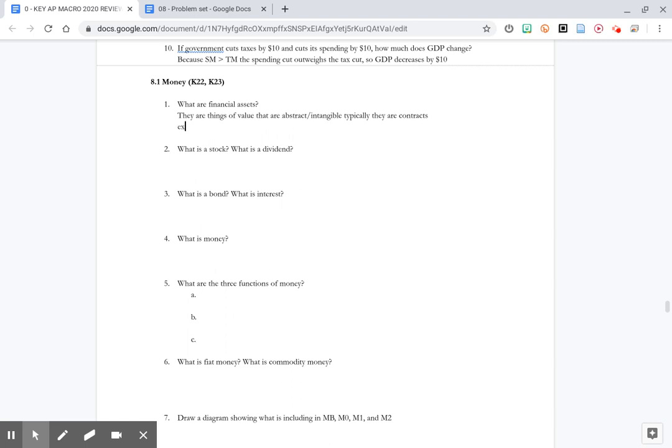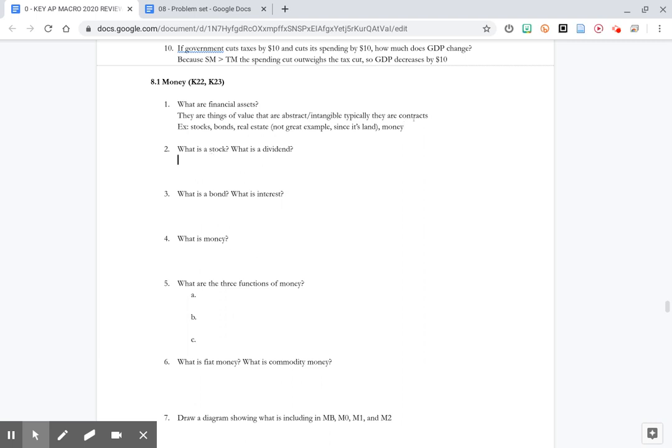Examples would be stocks, bonds, and to some extent we'd say real estate, even though that's not a great example since it's land. Money would be another good example of it. And money comes in different forms, and we'll look at that here in a moment.